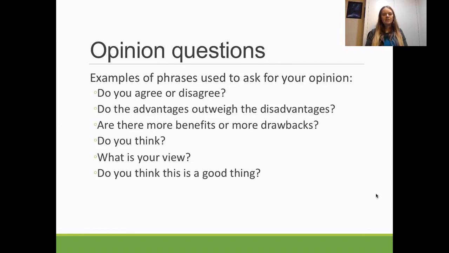Are there more benefits or more drawbacks? So the negative or the positive, which is stronger? And then something with do you think or what do you think? And what is your view? And do you think this is a good idea? So if they're asking, do you think that this is true? Do you think something? Then of course they want your opinion, not just something else. It's about you and your views.